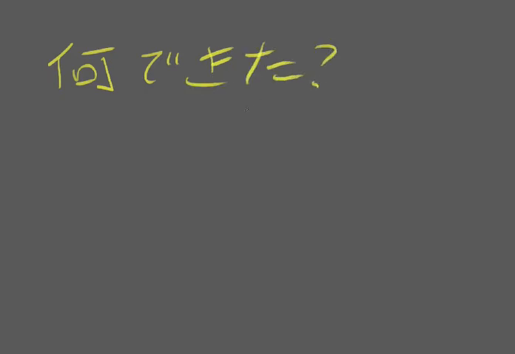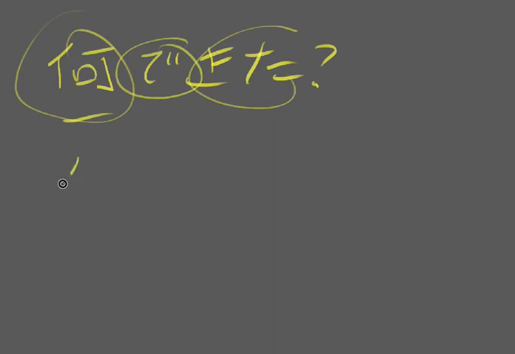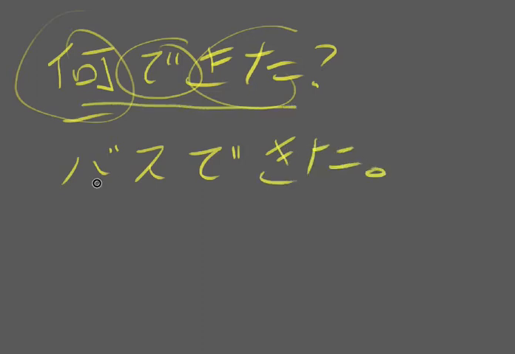So let's look at some examples. Nani de kita? Came by the way of what? So here's the what, came, and by the way of. And an answer to this could be basu de kita. So, nani de kita? Basu de kita. How did you come? Came by the way of bus.